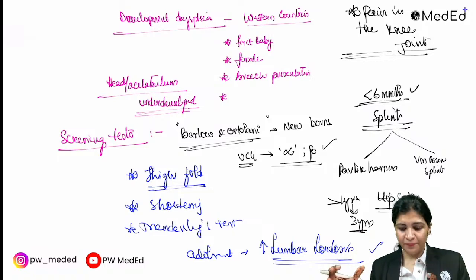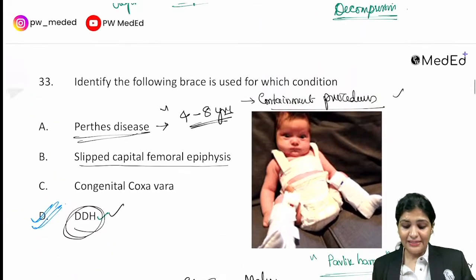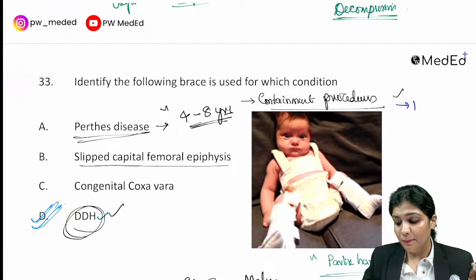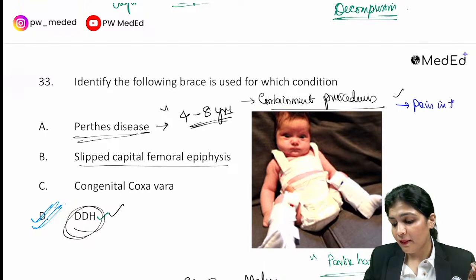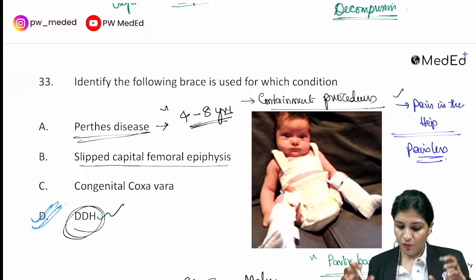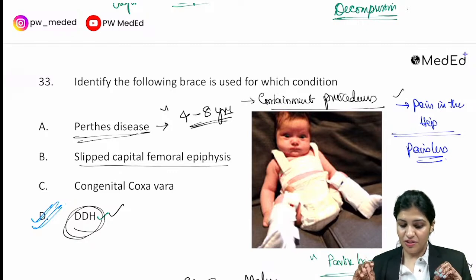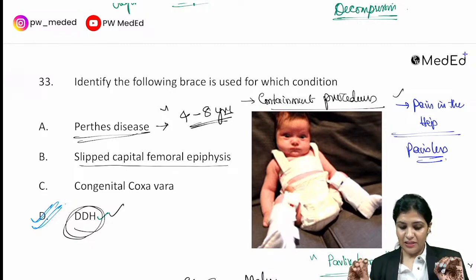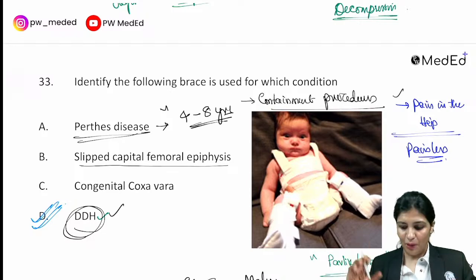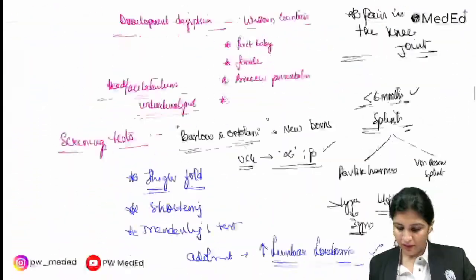In case of DDH and SCFE, you have all these things, and for Perthes, mainly the patient will present with pain in the hip joint, and sometimes it could be painless, and the age is 4 to 8 years. So these are the clues you have to look for in the exam to identify or answer the question, right? So this is about this particular question, where they have given an image of a pelvic X-ray, and this brace is used in case of DDH, right?